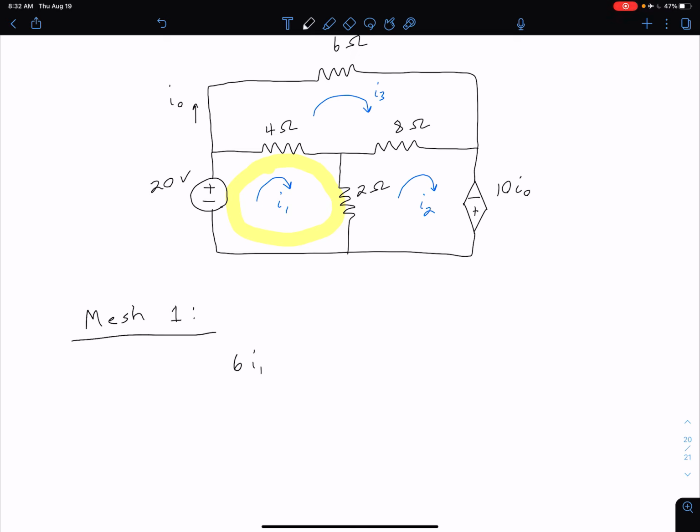We notice that the 2 ohm resistor is what's interacting with our I1, or our mesh 1 rather, and I2. So we're going to have a minus 2I2. The reason that is a minus sign is because we see that our I1 is going downward and our I2 is going in the opposite direction. So because they are in the opposite direction, that's why we have this minus sign here. And then similarly, we note that our 4 ohm resistor is shared between mesh 1 and mesh 3. Again, I3 is going in the opposite direction of I1, so I'm going to do minus 4I3. And again, at the end here, let's bring back that equals 20.